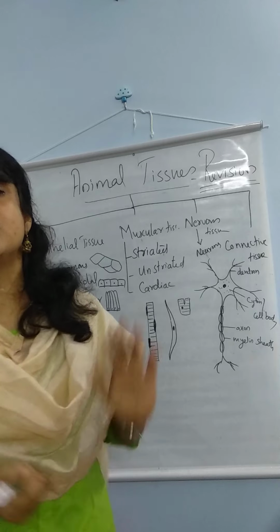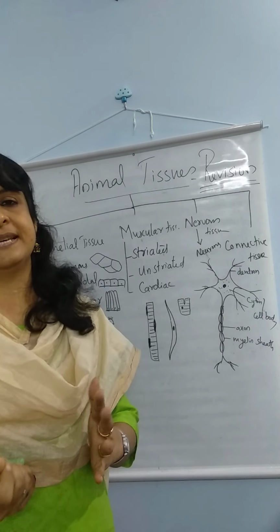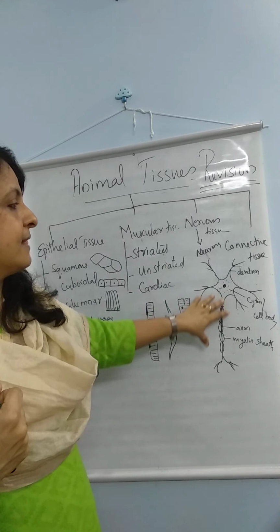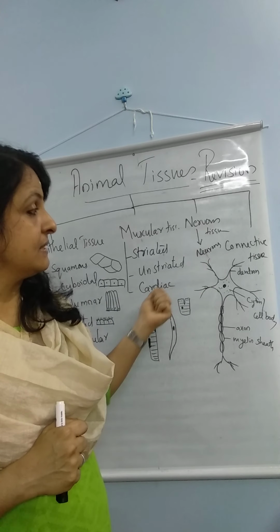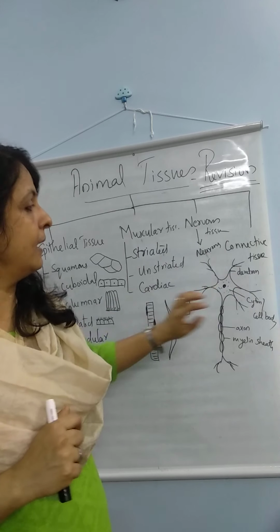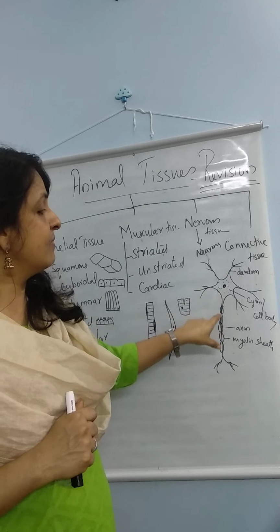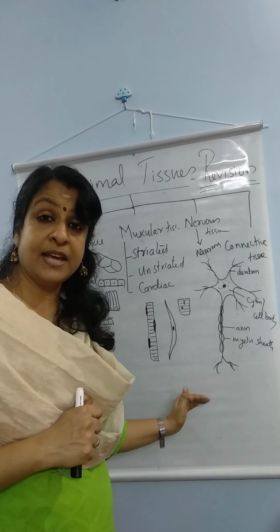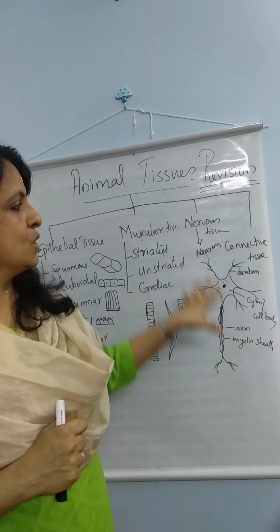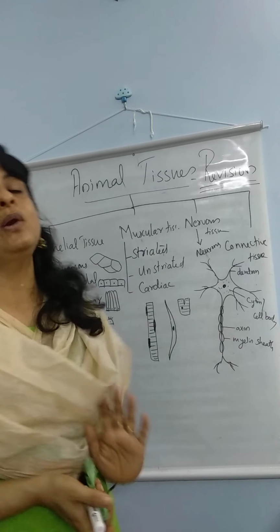So what is the function of neuron? It helps to transmit impulses. Impulses are sent through this, or the messages are sent through the neuron. So the message is received by the dendron, that's its function. Then it is processed in the cyton or the cell body. Then it is given to axon. Axon will carry it, or it will be transmitted to the next neuron by axon. So these are the parts and functions of the neuron. So this is all about animal tissue.